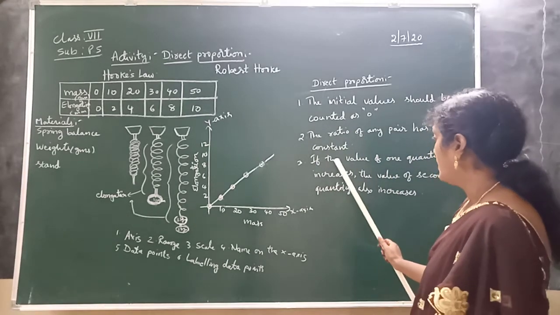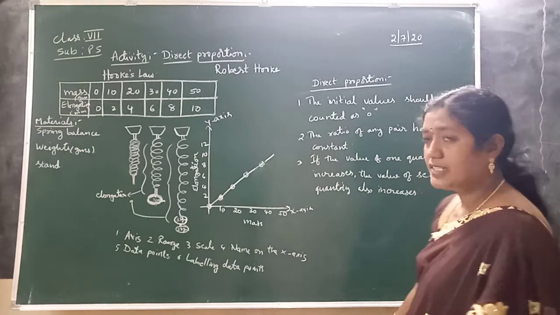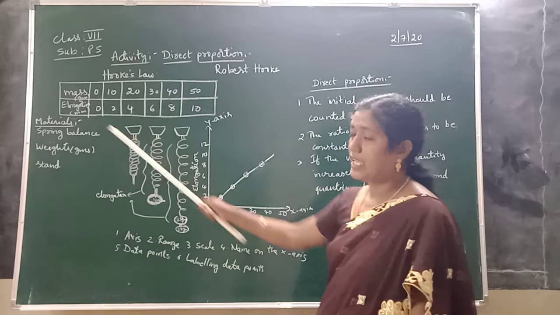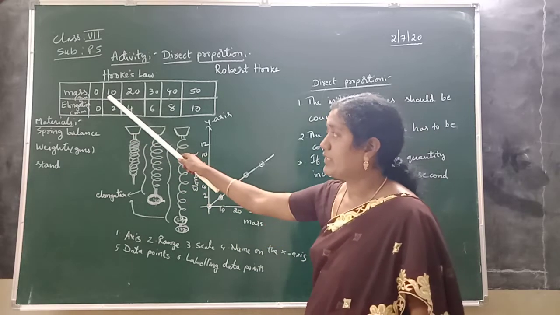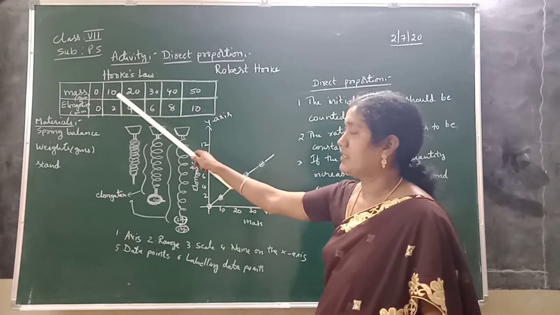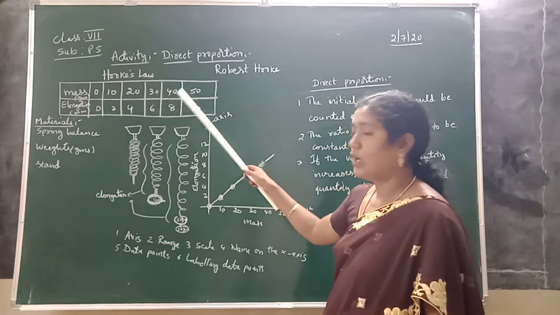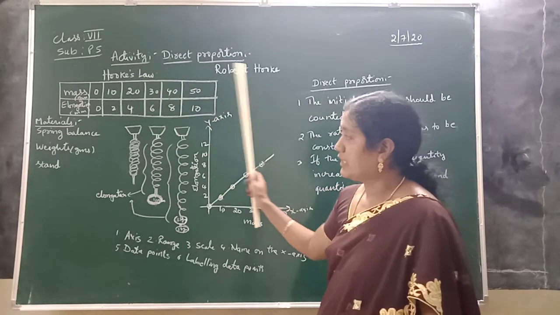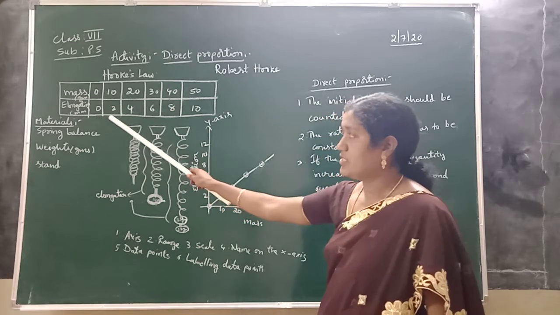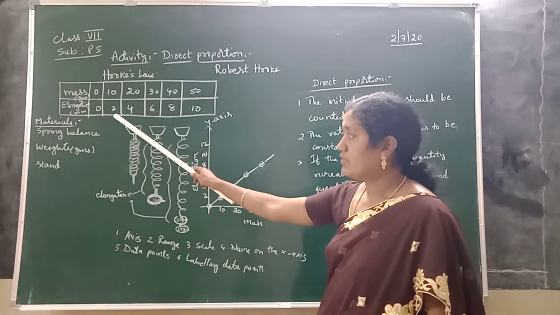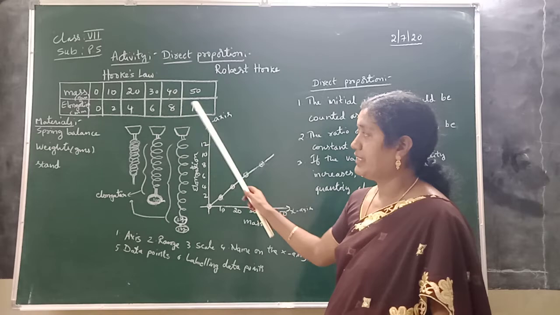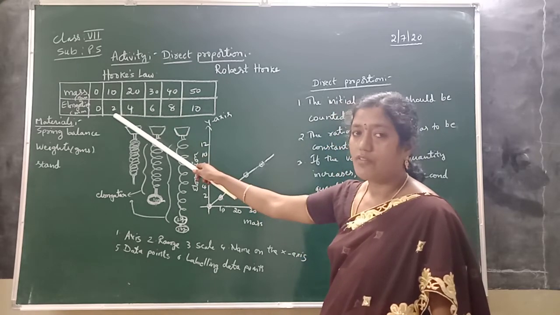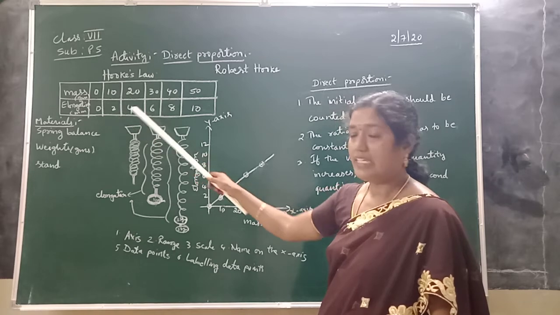And the last one: if the value of one quantity increases, the value of the second quantity also increases. I will explain with the help of this table. Here the mass is increasing, 10, 20, 30, 40, 50. The mass values keep increasing, and the elongation, see children, 2, 4, 6, 8, 10. If you increase the mass, then the elongation of the spring also keeps increasing.